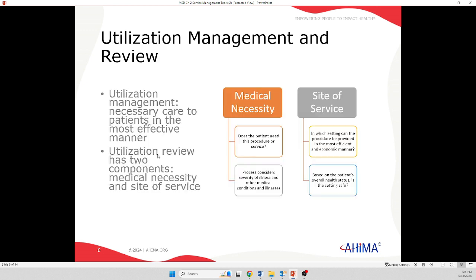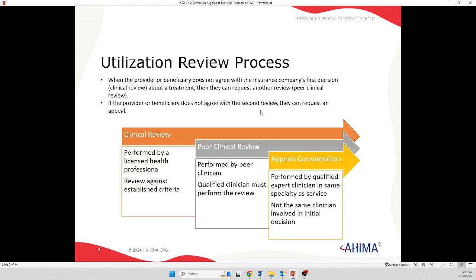Cost containment measures, utilization management, site of service. Make sure you know these terms. A lot of this chapter is terms. Here are those 3 steps in the utilization review. First one, second one, and then the third one. That was in your book. That's on page 34.